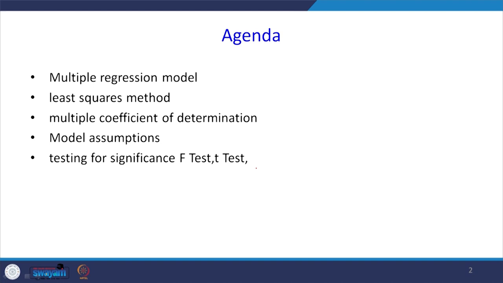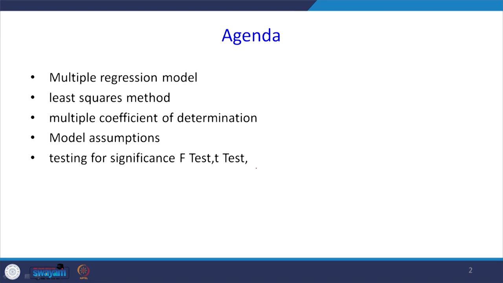In the previous class, we studied simple linear regression. In this class, we are going to discuss multiple regression models. The class agenda is: I am going to explain what a multiple regression model is, then the least square method, then the multiple coefficient of determination.